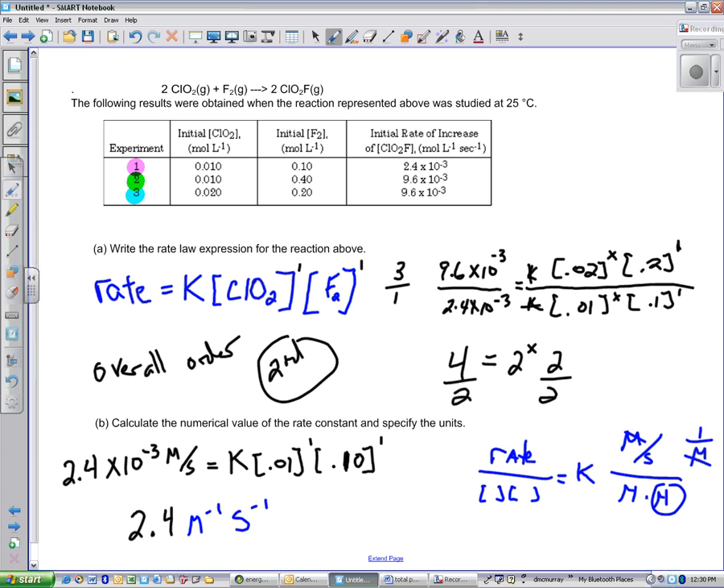Now remember, the units are important. They're half the credit. They're not always going to be identical. It depends on the rate law expression that we're working with.